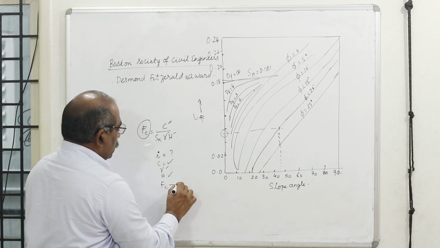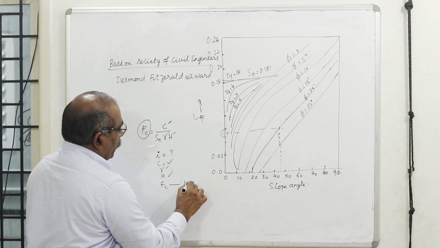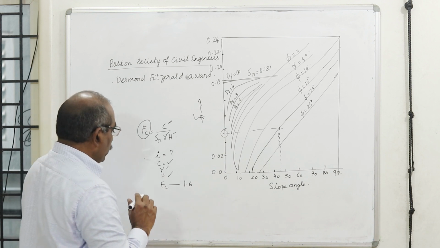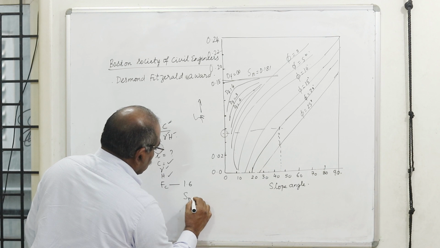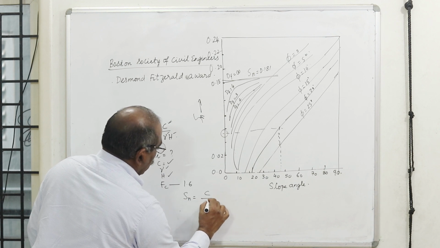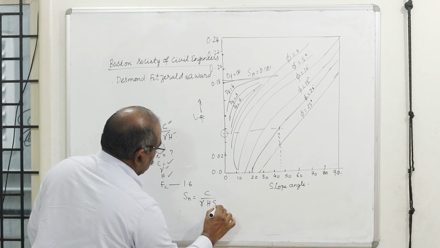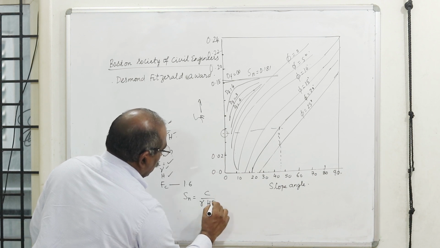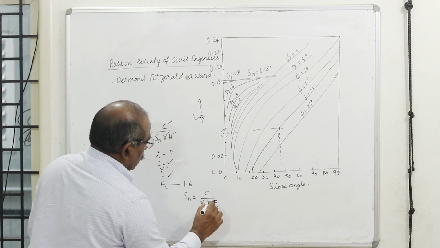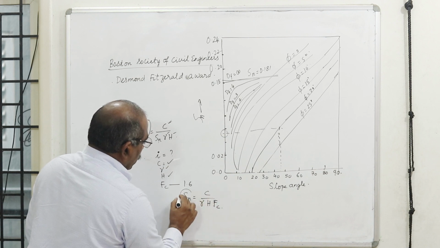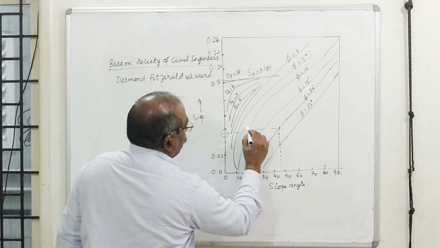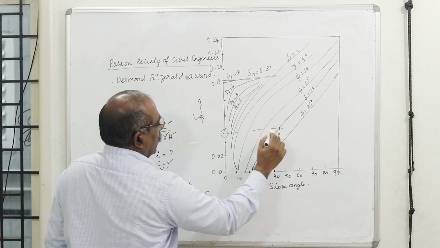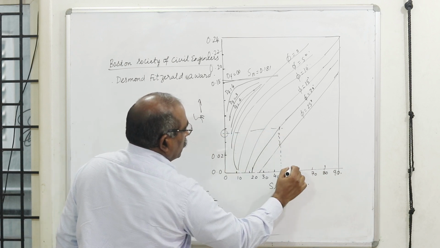This is prescribed. So let us say I want 1.6 factor of safety with respect to cohesion. Now for this, I'll try to find out what is Sn. I know C, I know gamma, I know H, I know Fc. Fc is equal to 1.6. From this, I find my Sn. From the value of Sn, I read out my friction angle, I come back here, and I get my slope angle.